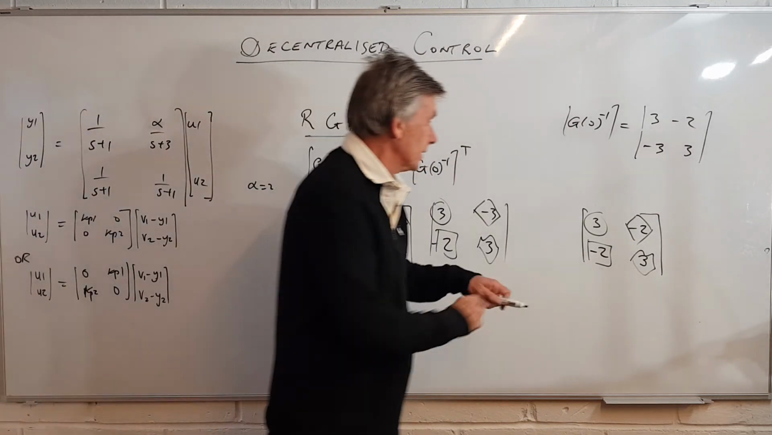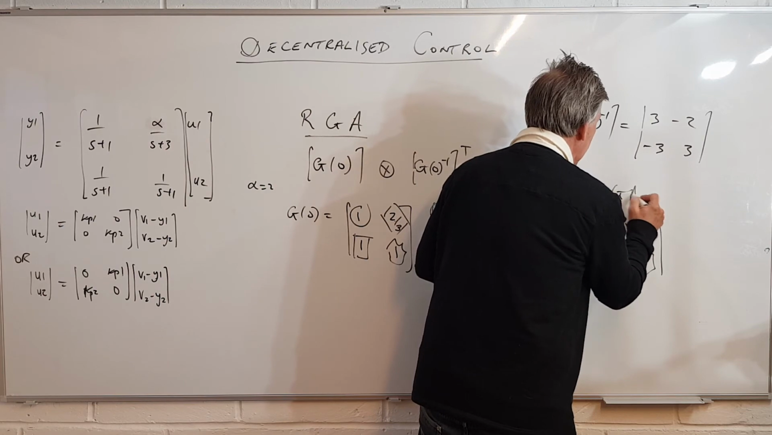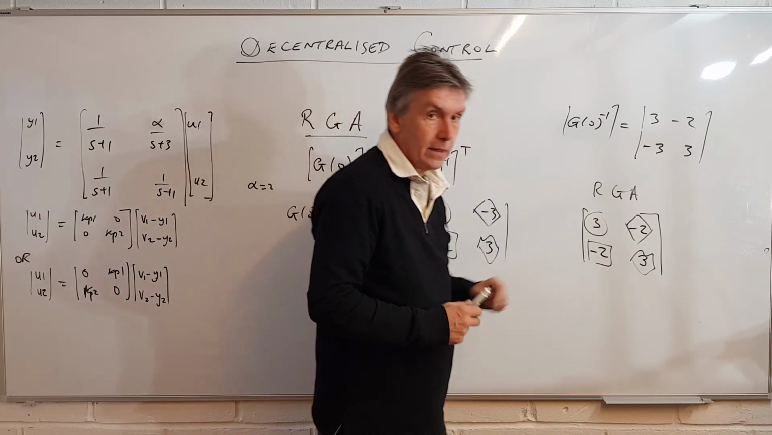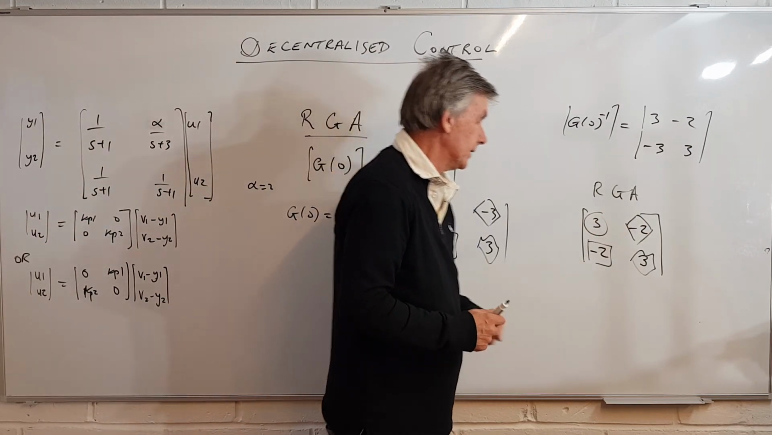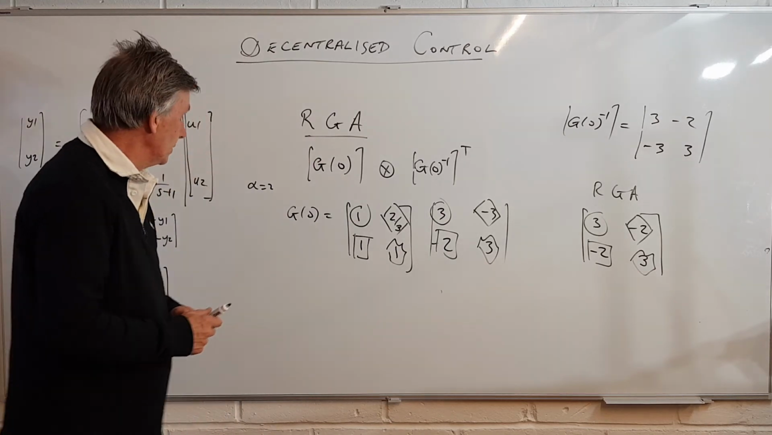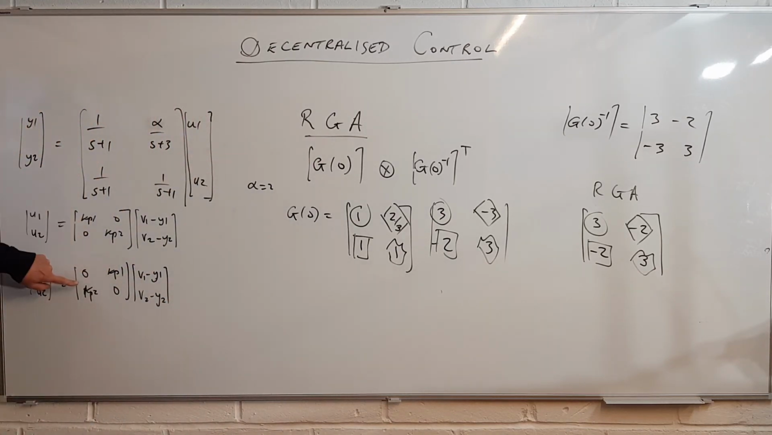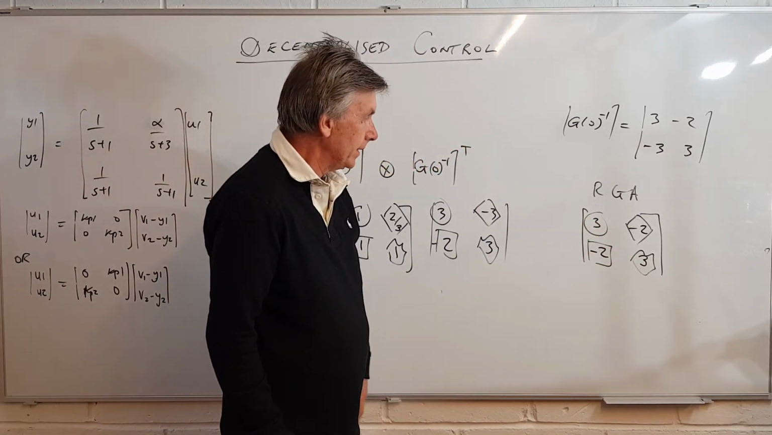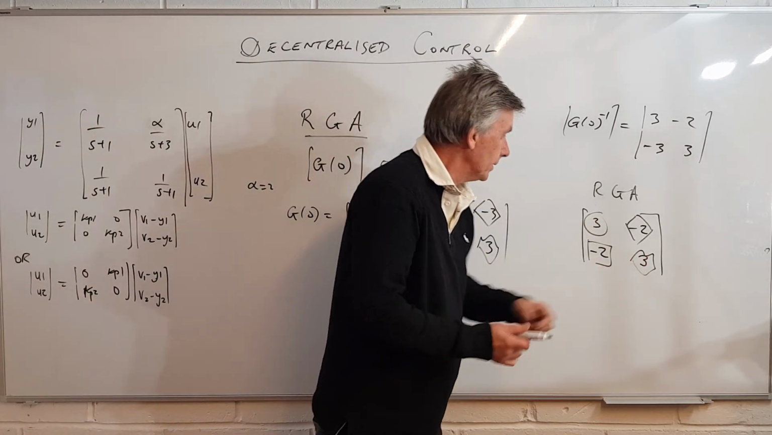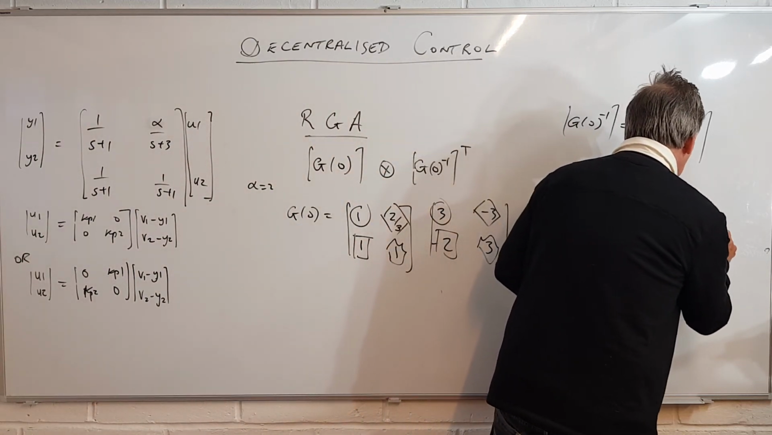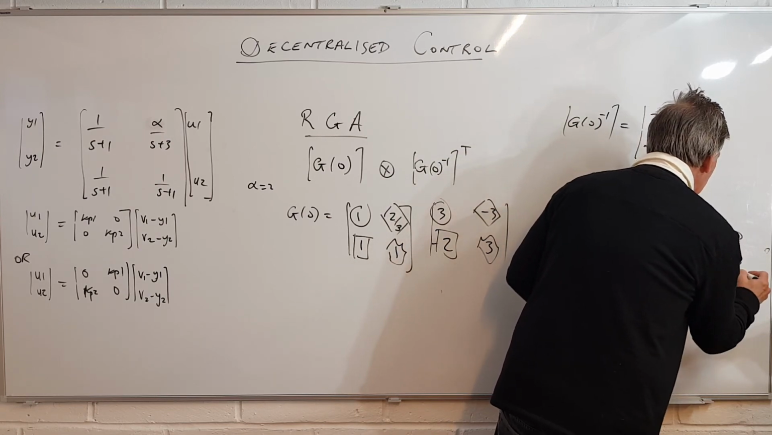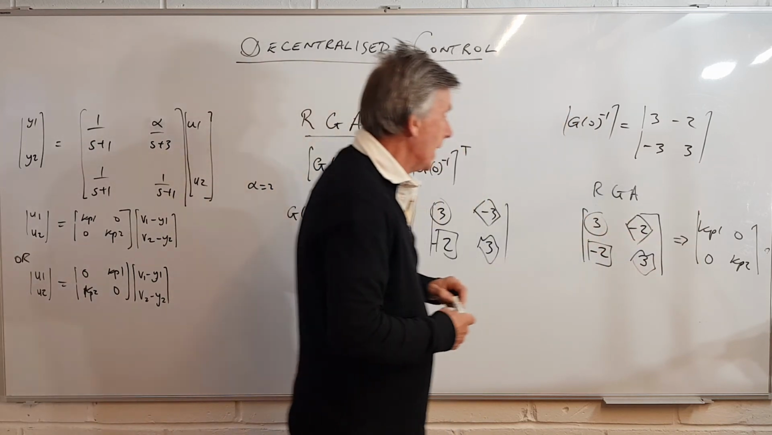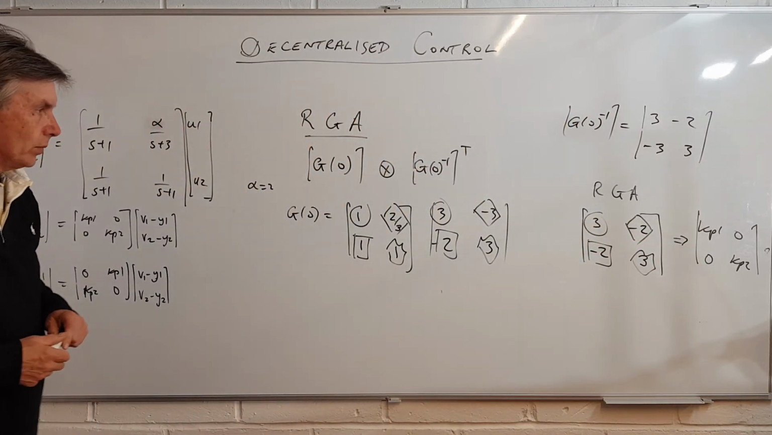Once you've got this matrix, this is called the relative gain array. Looking at this matrix, if you've done it correctly, each row and column adds up to 1. So this is clearly correct because each row and column adds up to 1. To choose your decentralized controller, you have to choose positive numbers associated with this matrix. The only positive numbers are that one and that one. So that implies that the only controller that will work is this one.